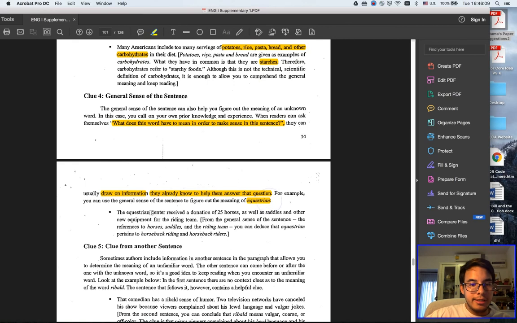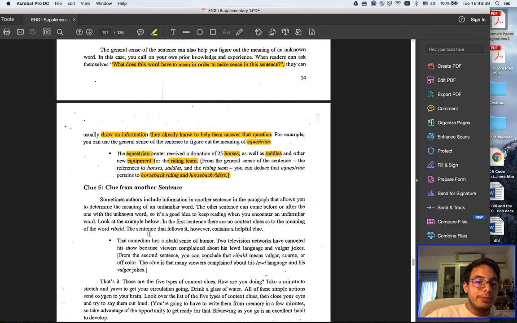The Equestrian Center received a donation of 25 horses, as well as saddles and other new equipment for the riding team. So if we put these other words together, horses, saddles, equipment, riding team, we can get the idea that equestrian has something to do with horses or horseback riding. And as you can see, that's what it does mean.